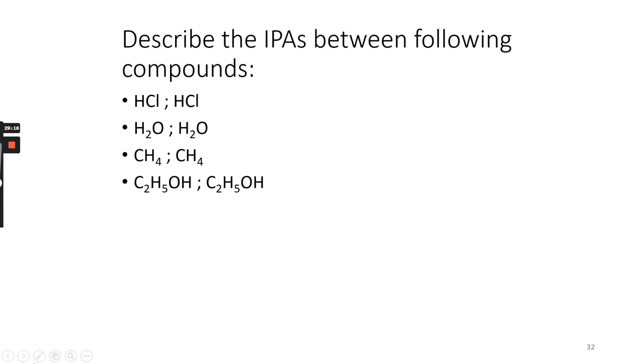So let's try to describe what type of intermolecular forces are occurring between two hydrochloric acid molecules. This is polar, and that's the dipole, so between two polar molecules it is going to be dipole-dipole. Water molecules are polar, and we have hydrogen bonded to oxygen, so this is going to be hydrogen bonding. Two nonpolar molecules, this is going to be dispersion.